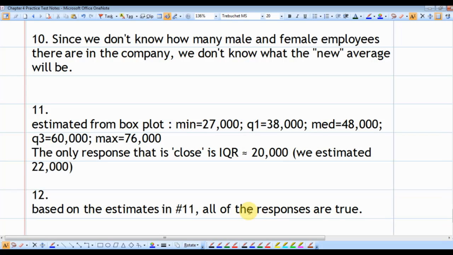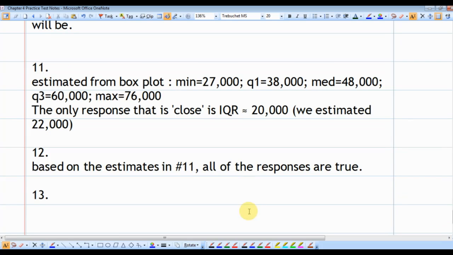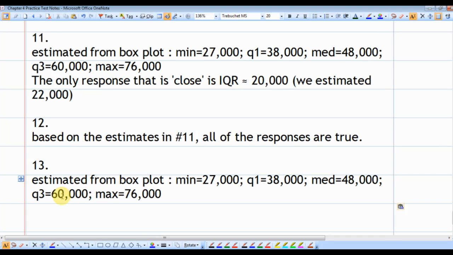And that was 12. Based on this box plot, the five number summary. Now, I don't know how close I'm going to get, but this is what we did here. Based on that five number summary, we got those five numbers. Okay? And again, I'm not sure how close I am, but that should be close enough for a multiple choice question.